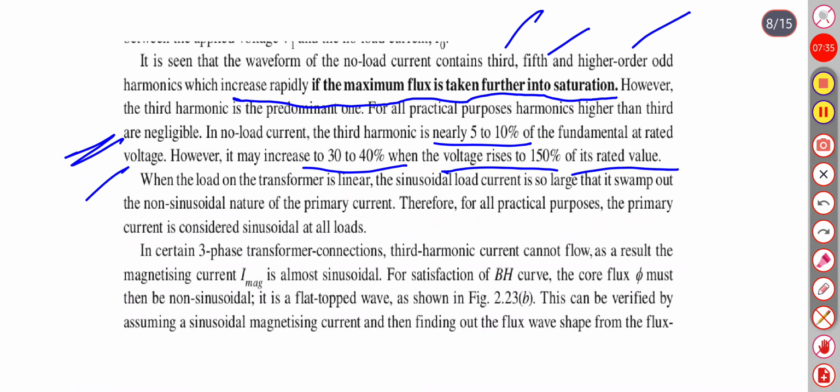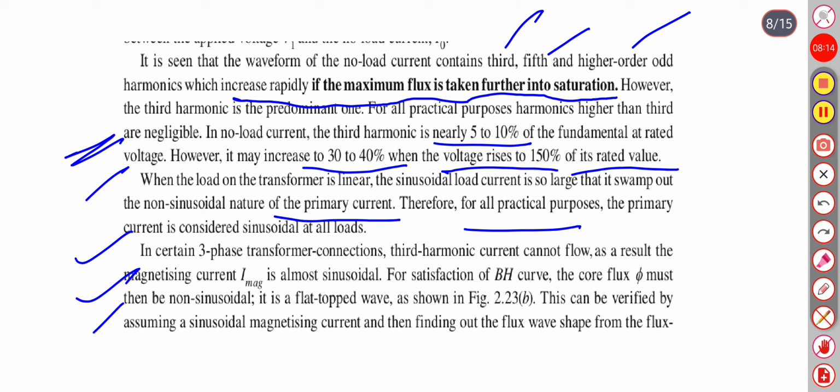When the load on the transformer is linear, the sinusoidal load current is so large that it swamps out the non-sinusoidal nature of the primary current. Therefore, for all practical purposes, the primary current is considered sinusoidal at all loads. In certain three-phase transformer connections, third harmonic current cannot flow. As a result, the magnetizing current is almost sinusoidal. For satisfaction of the BH curve, the flux phi must then be non-sinusoidal.